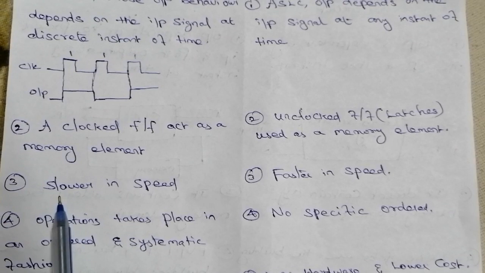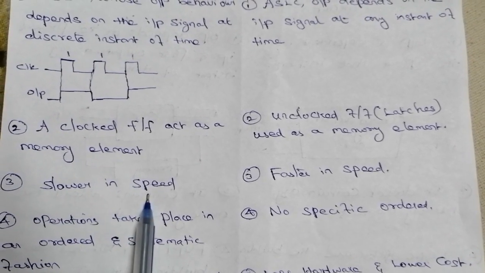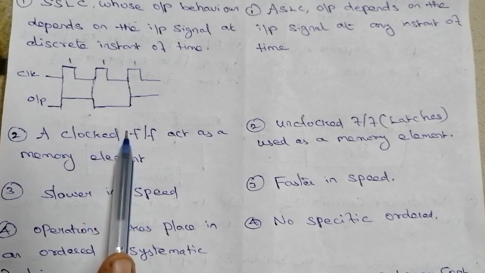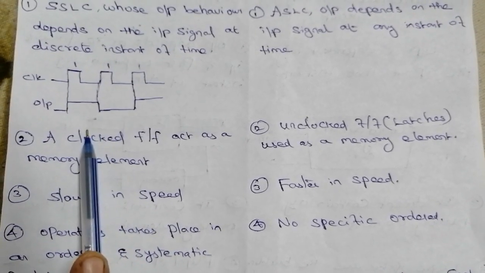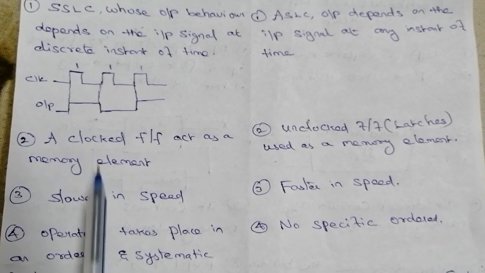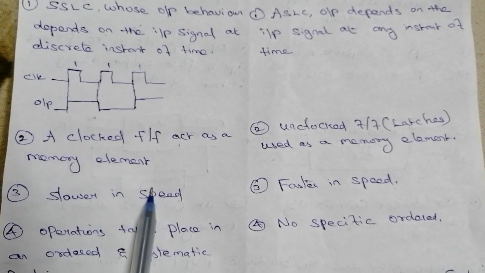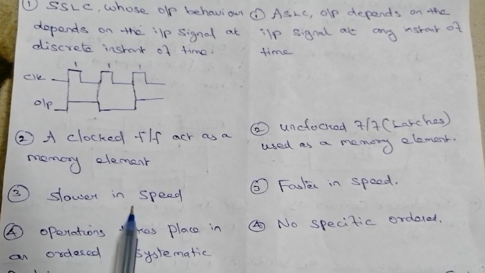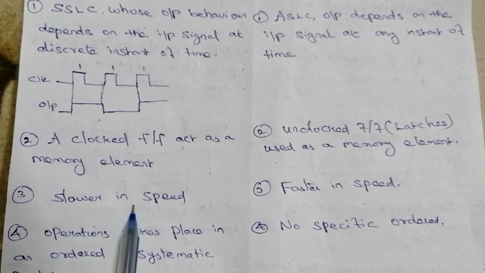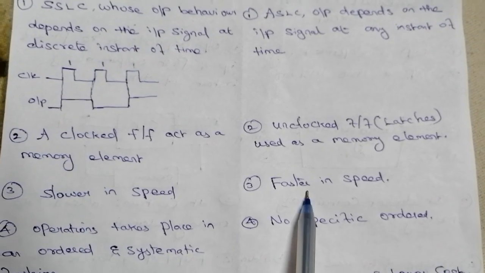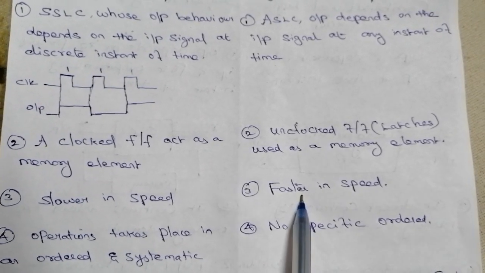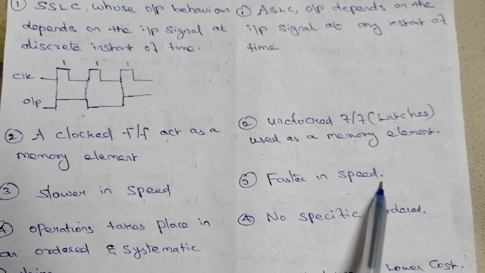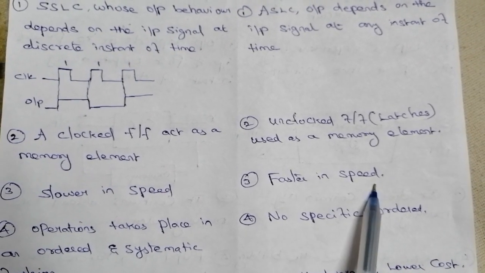In a synchronous sequential logic circuit, the operation is slower in speed. Why? Here we are using a clock signal, so the output changes with respect to the input, which depends upon the clock signal. It is waiting for the clock signal at a discrete instant of time, so it takes time to complete the process. That's why the speed of the circuit is slower. Whereas in an asynchronous sequential logic circuit, the operation is faster in speed. Here there is no clock, so it automatically produces the output when the input changes.